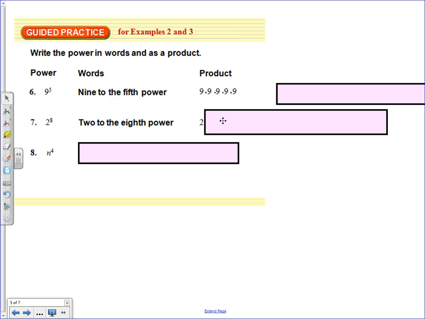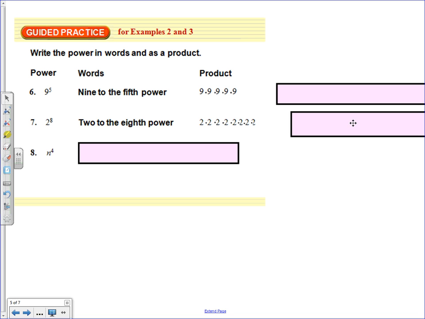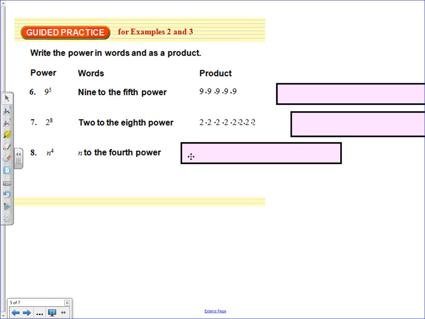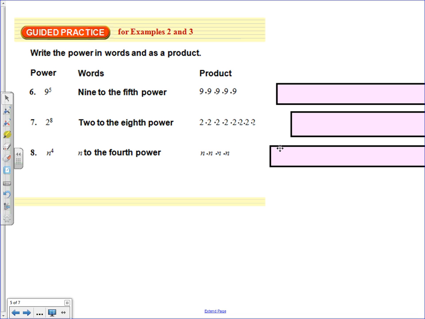2 to the 8th power is how it would be in words. Written out, bear with me here, 2 times 2 times 2 times 2 times 2 times 2 times 2 times 2. And problem number 8 is an algebraic expression. Written in words, it would be n to the 4th power. Written as a product, n times n times n times n.